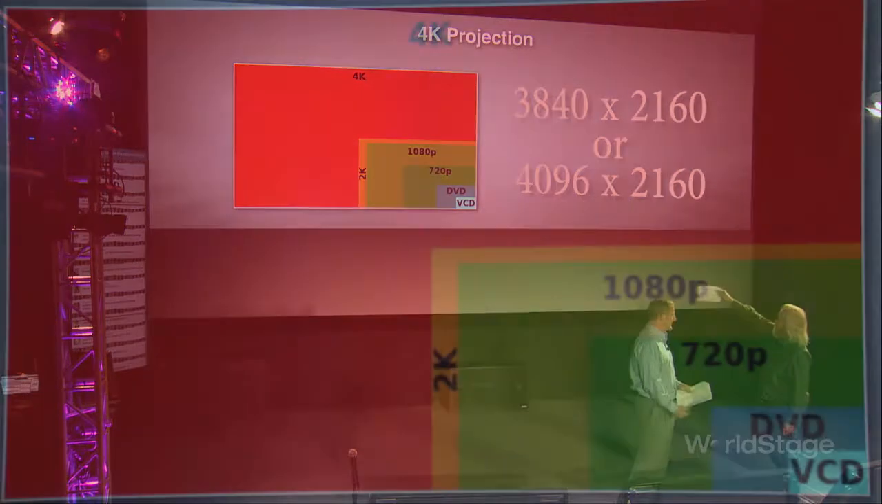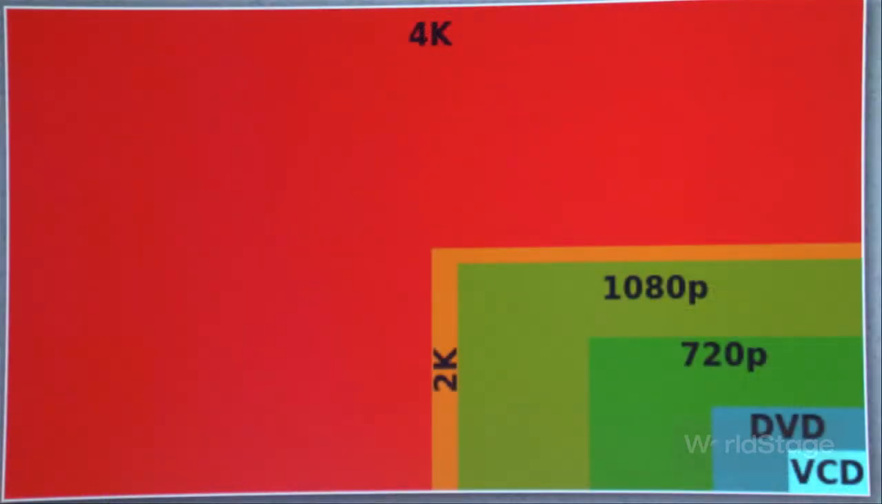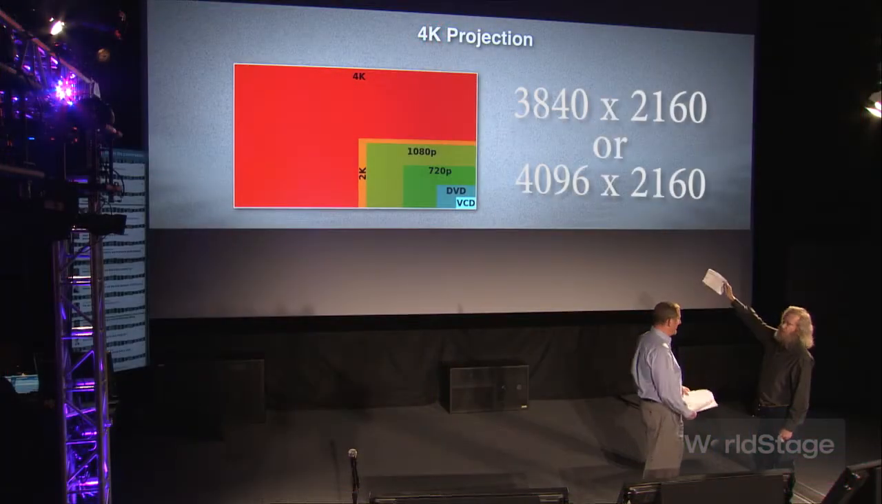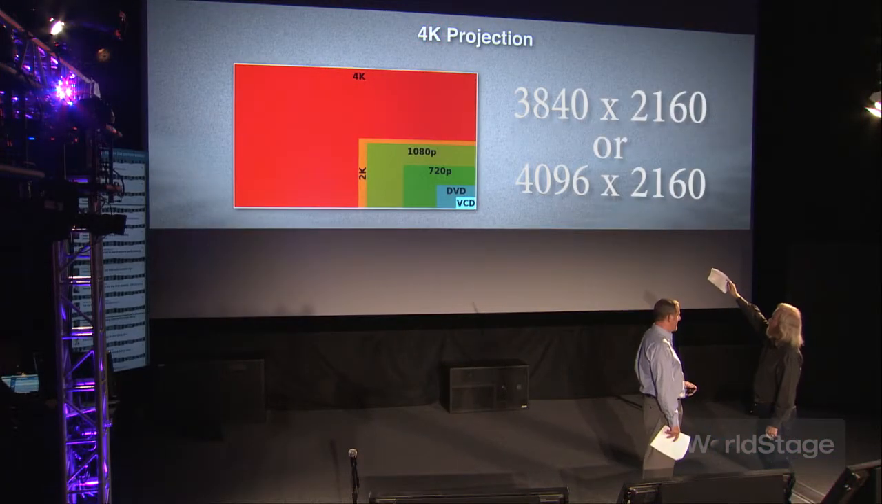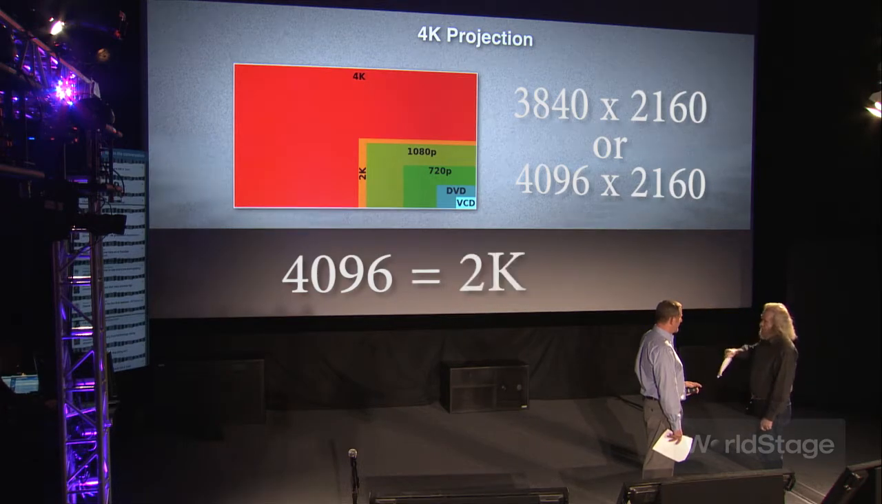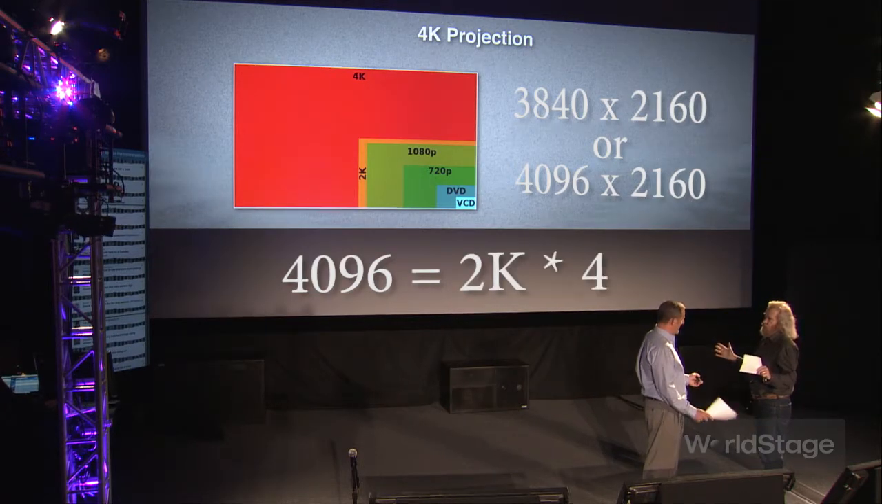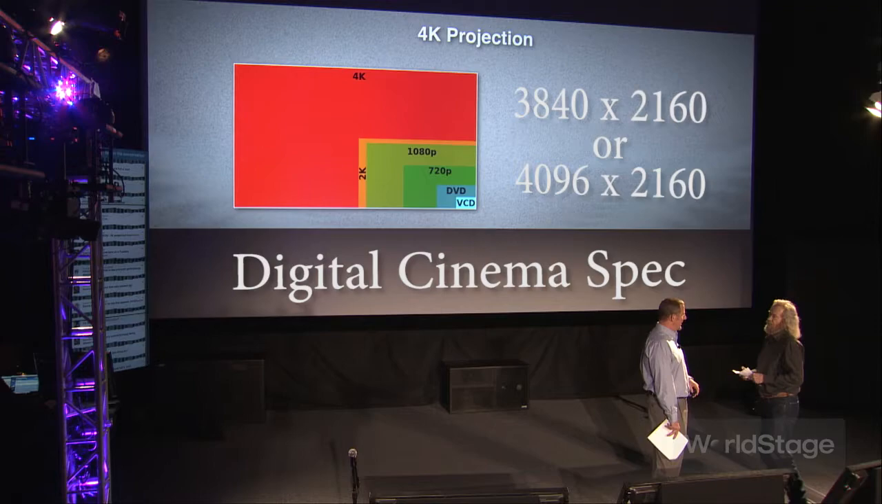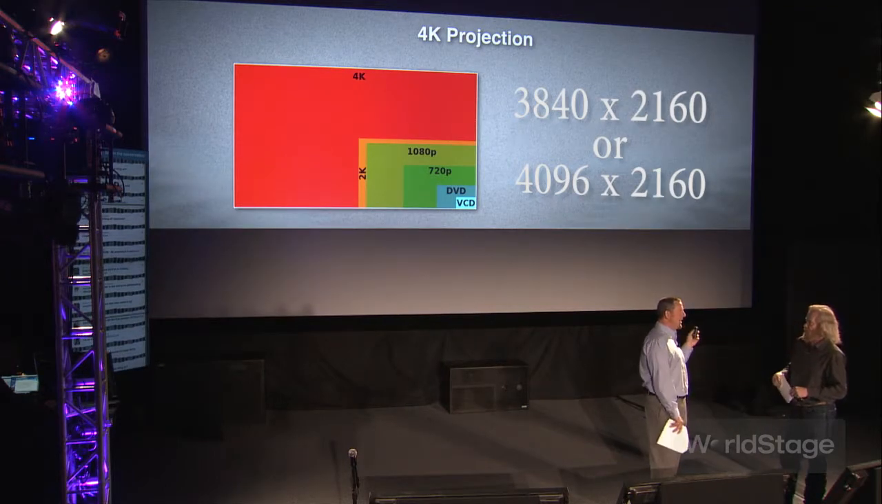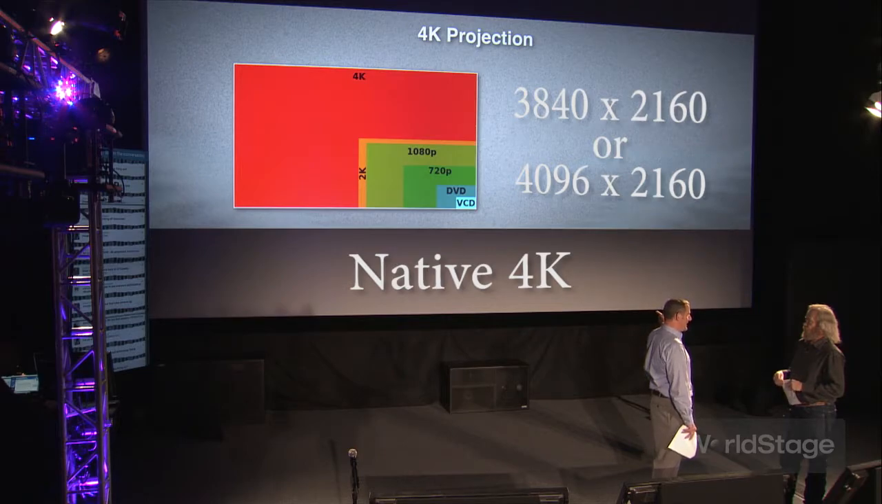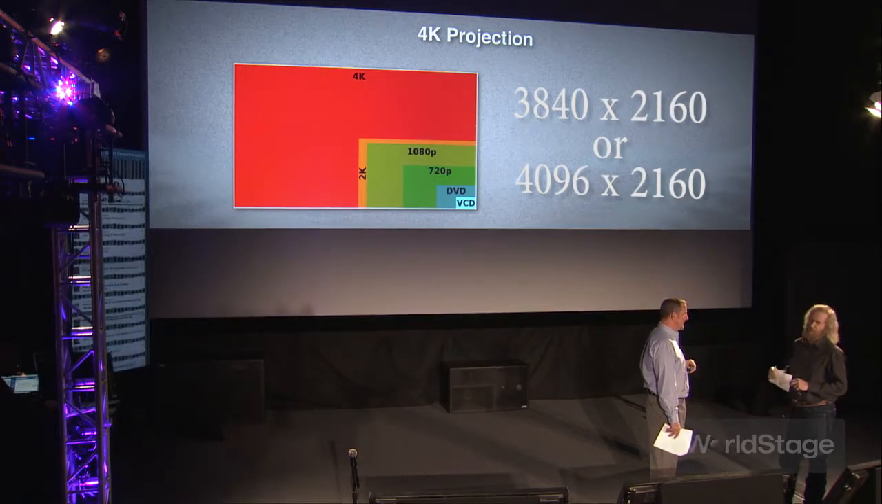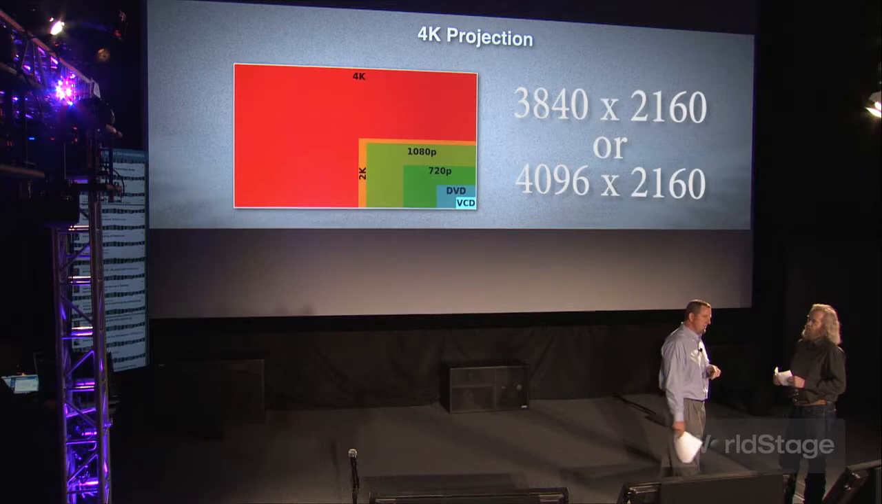And you can see, look at your little dinky 1080p, which we're looking at now, compared to 4K. 4 times the resolution. The 4096 is 2K times 4. Or the digital cinema spec. And so we're talking about devices, projectors, monitors that are native 4K out of one projector. Out of one projector. I think we got some examples. We can show these folks some cool stuff.